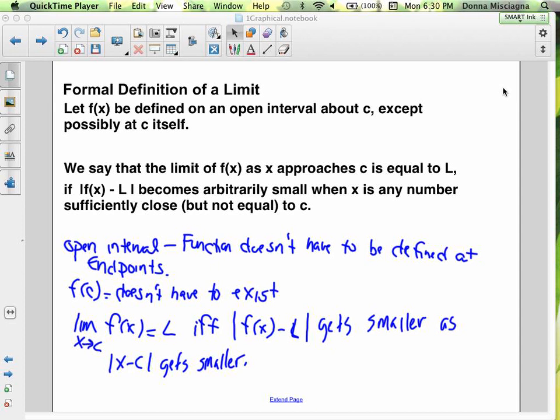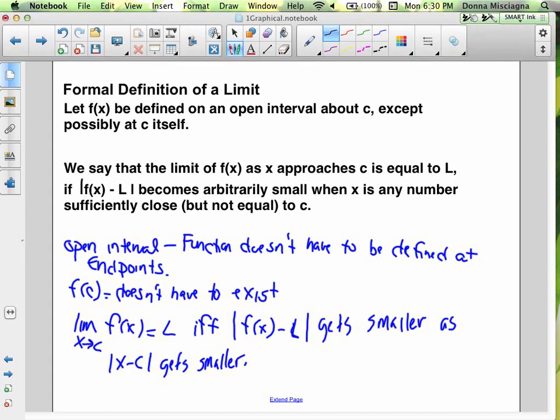Right? So we say that the limit of f of x as x approaches c is equal to L. Right, so L is our limit, and that's only true if the absolute value, these are absolute value bars, not I's or L's. They just didn't come out as tall as they should have been. So if the absolute value of f of x minus L becomes arbitrarily small when x is any number sufficiently close to but not equal to c, because we're not interested in what happens at c. We're interested in what happens as we get closer and closer to c.